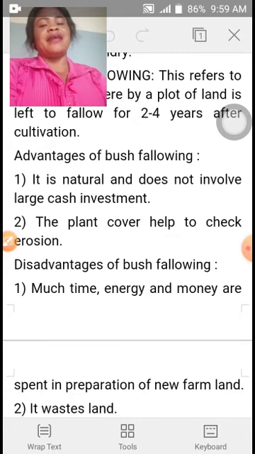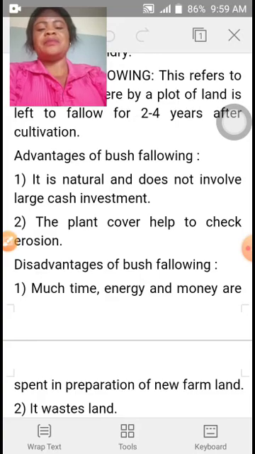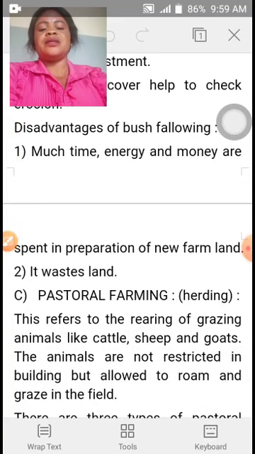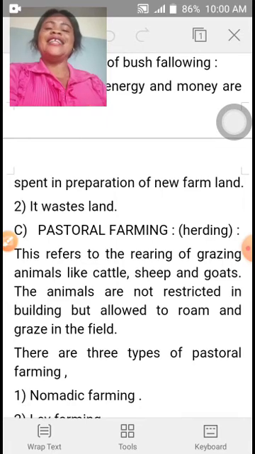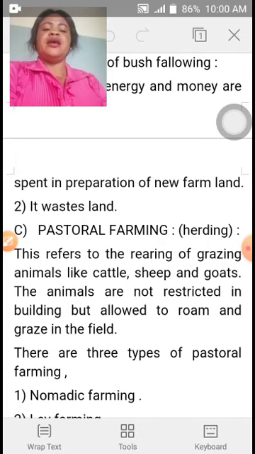Let's look at number three type of farming system, which is pastoral farming. We also call it pastoral herding. Look at the spelling of herding on the screen. Herding. We have heard of nomadic herding.